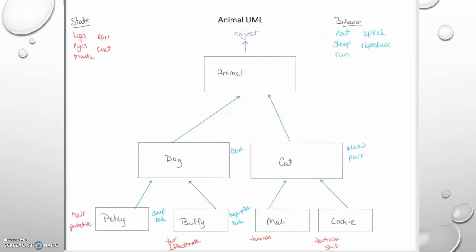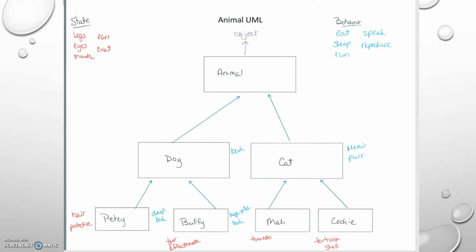Right here is a UML for an animal class that I drew up. At the very top of our UML is going to be the Object class. The Object class is a part of the java.lang package. We do not have to import the Object class because it is a part of that package that we already have. So our UML is going to start out with the animal class.